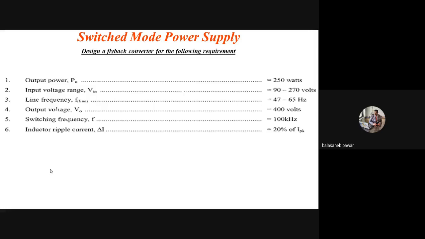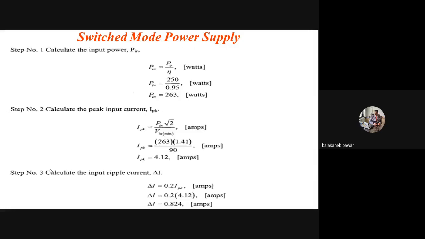Ripple current means what? Peak to peak current. Okay, change in the inductor current, or change in the primary or secondary current. In our previous discussion, I told that the current rises from 0 to its peak value. Correct. So this is known as a ripple. Okay. So for this requirement, we have to design and develop the flyback converter. So a few calculations are given.